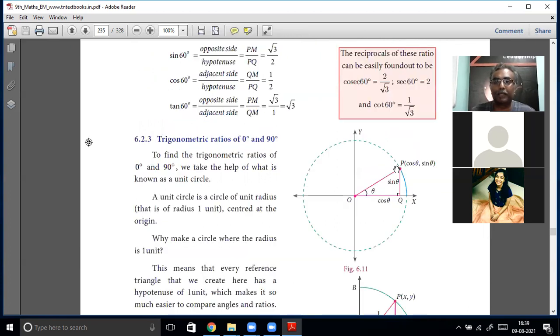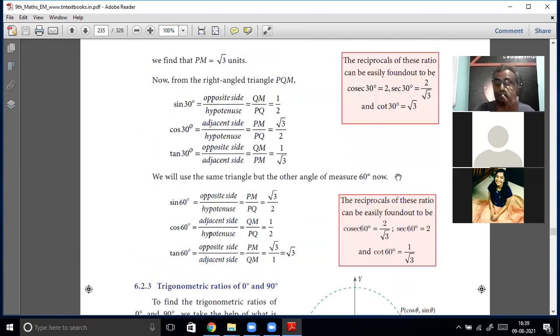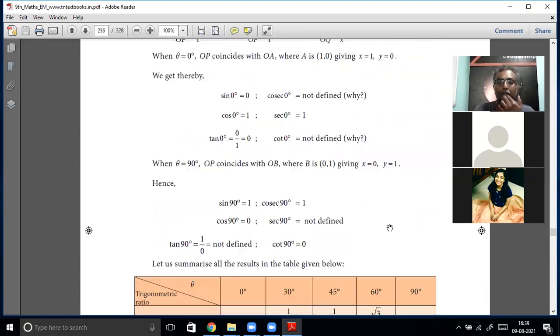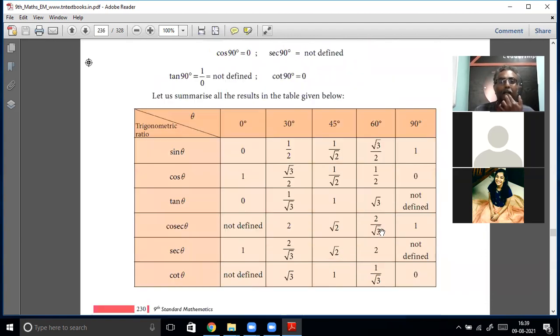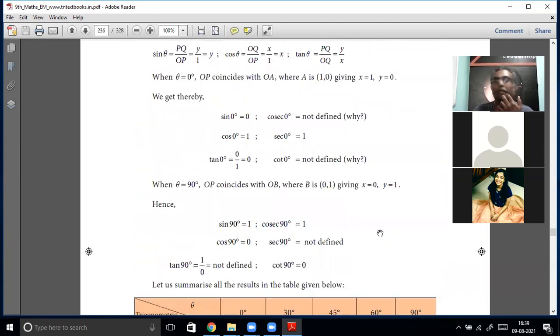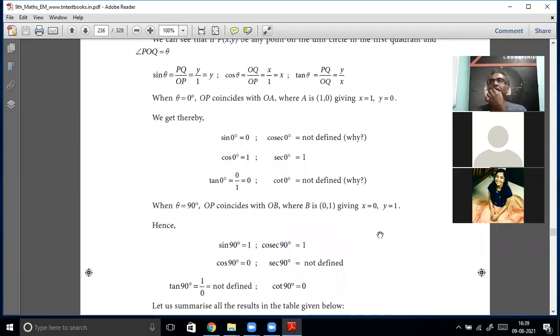Then let us revise the other thing. Tan of 0 is how much? We know tan of 0 is 0. Tan of 30 is how much? 1 by root 3. Tan of 45 is how much? 1. Tan of 60 is how much? Root 3. Very good. Sine of 0 we know is 0. Sine of 30 is how much? 1 by 2. Sine of 45? 1 by root 2. Very good. Sine of 60? Root 3 by 2. Very good.